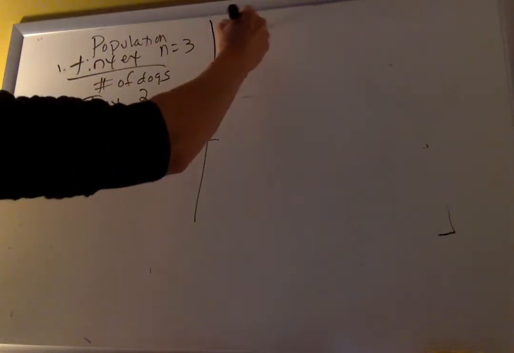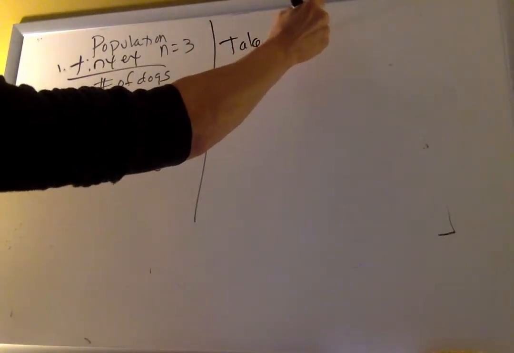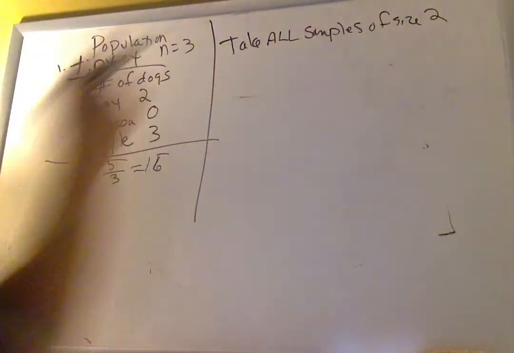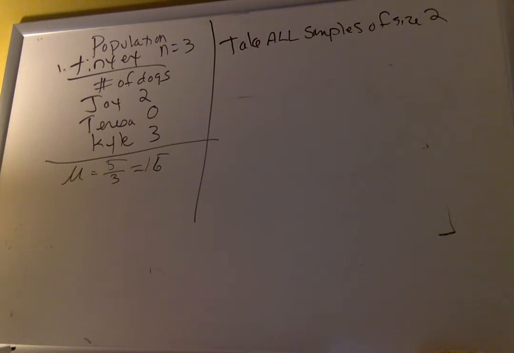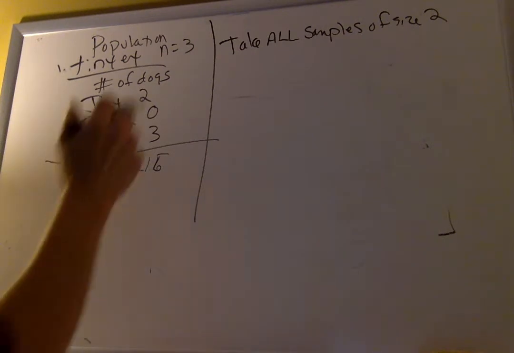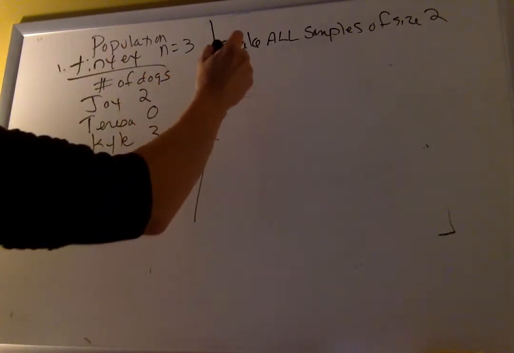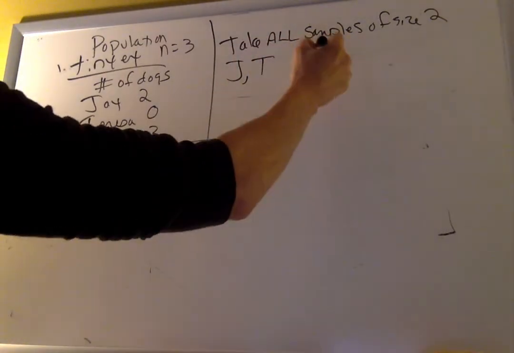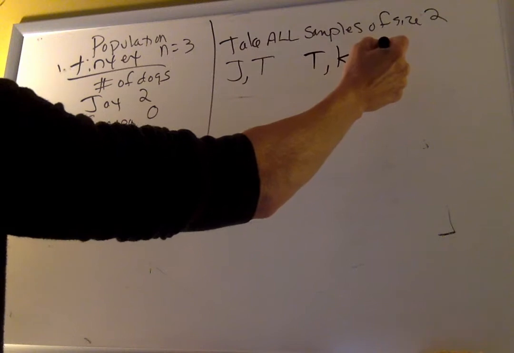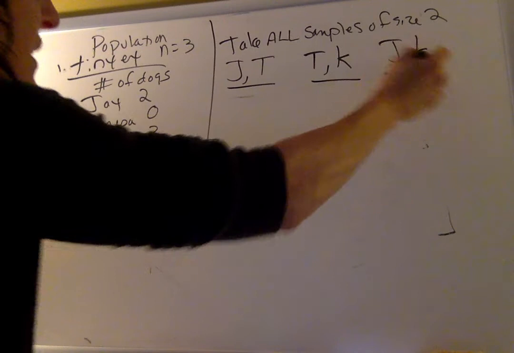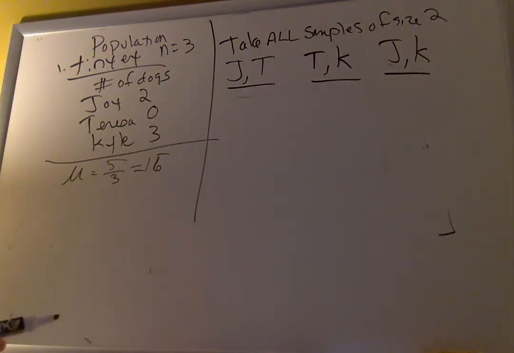We're going to take all samples of size 2. Again, you would never take samples of size 2 from a population of 3 in real life, but it's small enough for me to do on the board. All samples of size 2. So you could have Jay and Teresa. You could have Teresa and Kyle. Or you could have Jay and Kyle, right? There's only 3 different ways for me to choose 2 people from those 3.